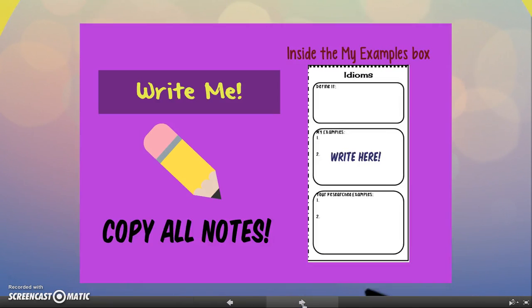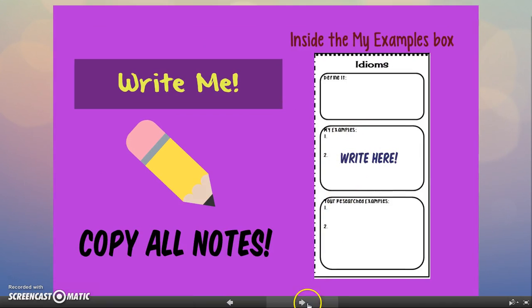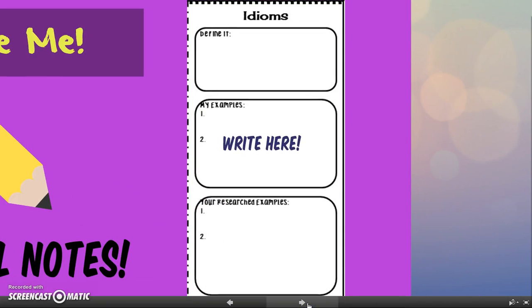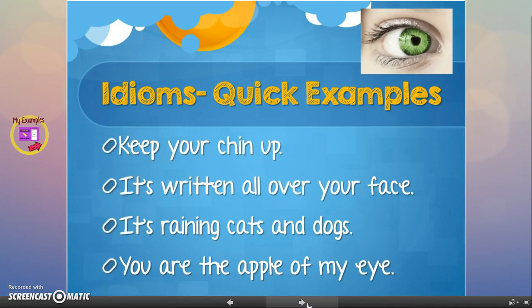And here we go. My examples right here. So I'm going to give you some quick examples just so you'll kind of know, and then I'll give you the song ones, which is the ones I kind of want you to write. Those are the ones I like the best. So here we go. Here's some quick examples. Keep your chin up. It's written all over your face. You don't have to say a word.